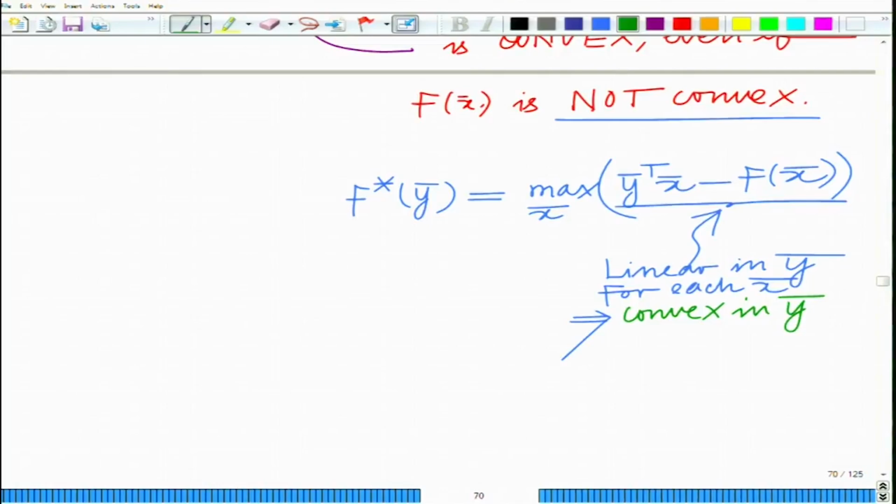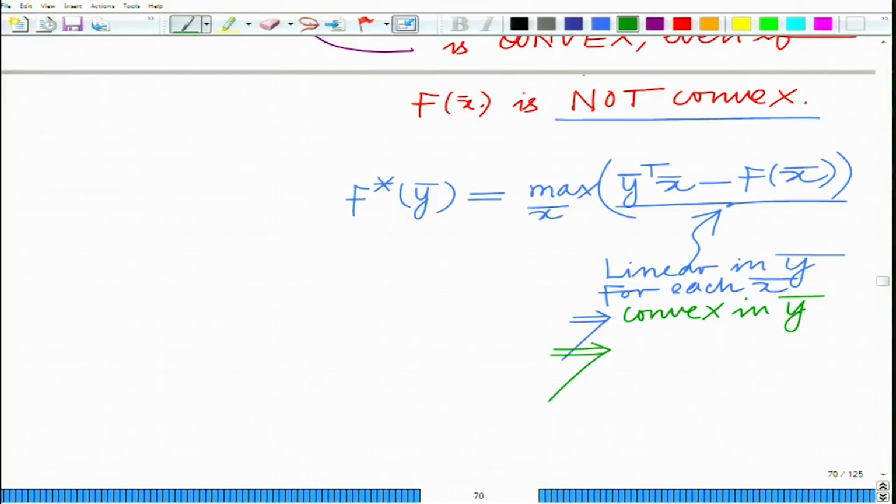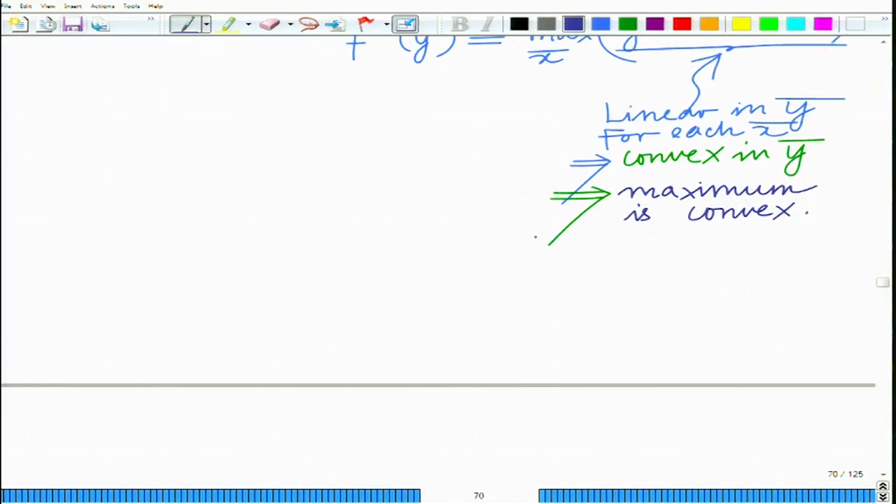Therefore, you are taking the maximum of the set of convex functions, that is one function for each x bar, which is convex in y bar for each x bar. You are taking the maximum, and therefore, the resulting function is convex, and therefore it is convex even if the original function f is not convex.